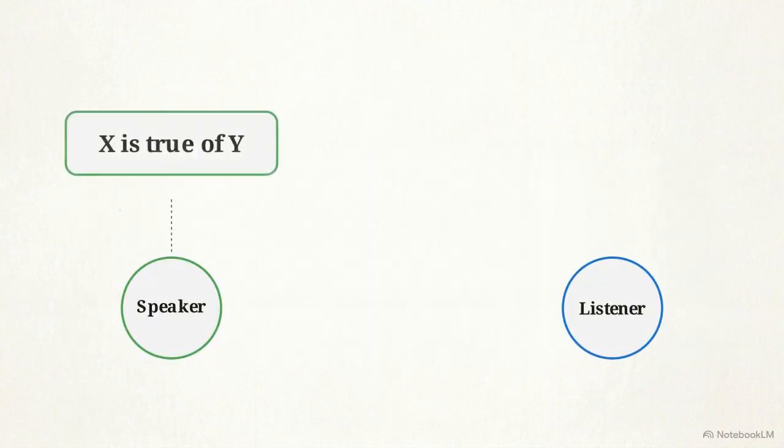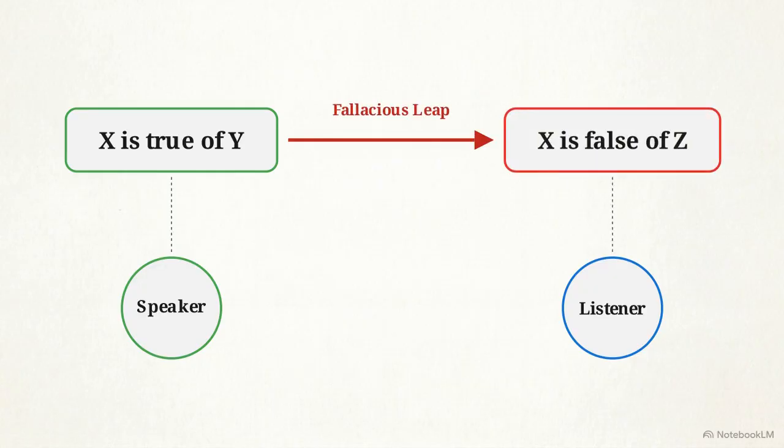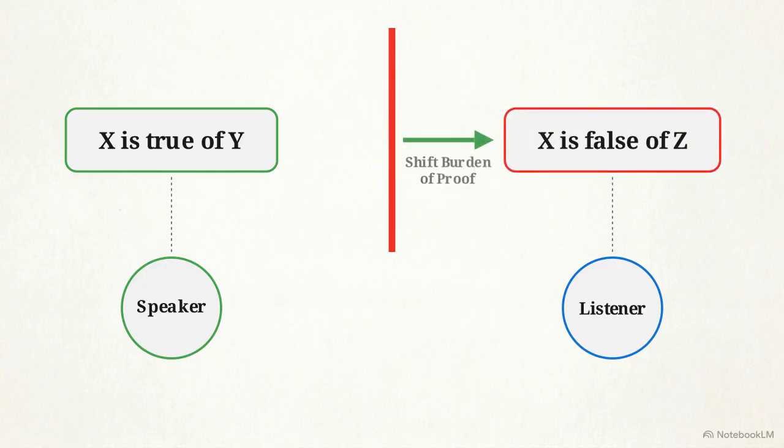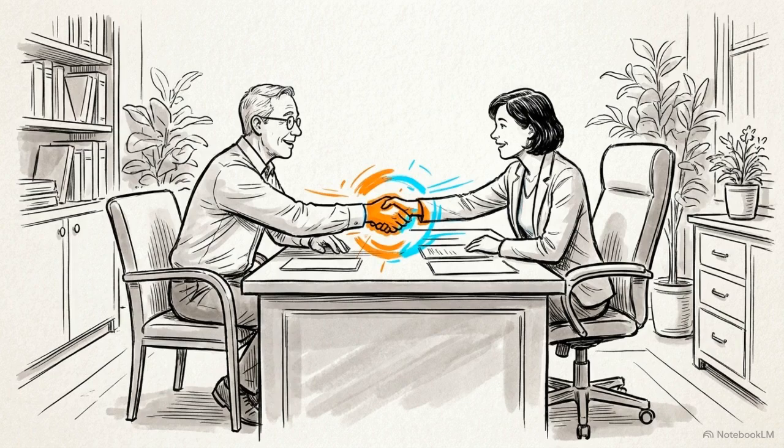This final diagram reviews the entire cycle. The speaker asserts X is true of Y. The listener fallaciously infers X is false of Z. Your defense is to stop the cycle and shift the burden of proof. By holding firm on exactly what was spoken and nothing more, you neutralize the illicit contrast fallacy and keep your arguments grounded in reality.